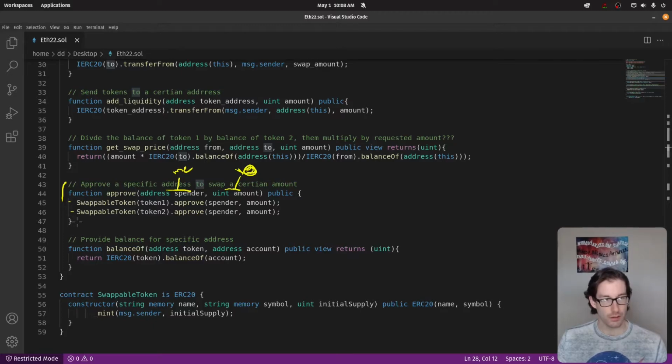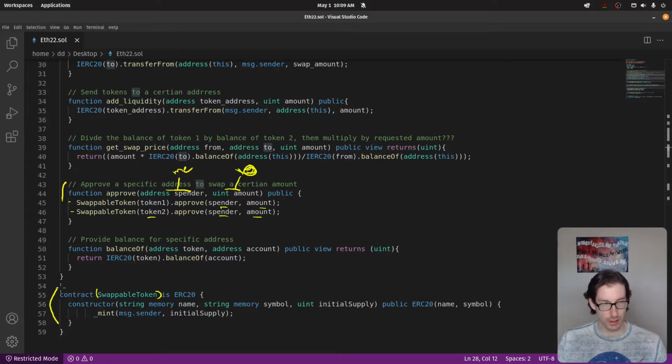And then in here, there's a few things that are happening. So the swappable token is referring to this contract down here. And it's basically saying that approve the sender this amount for token 1, and then approve the sender for this amount for token 2. And that's the approval piece.